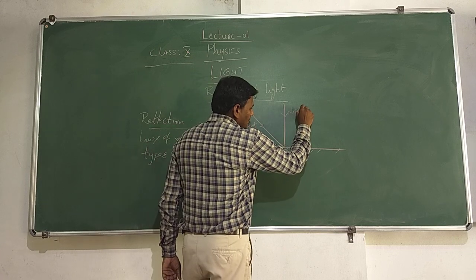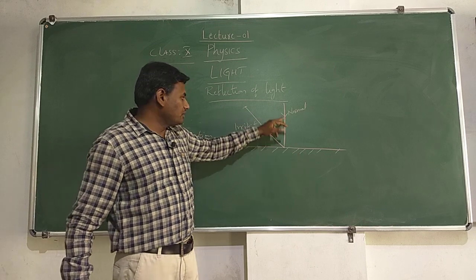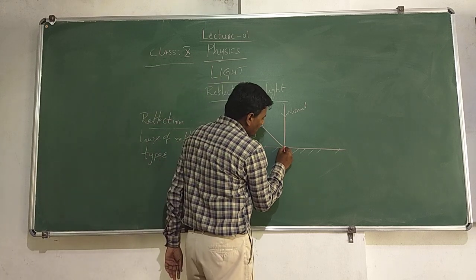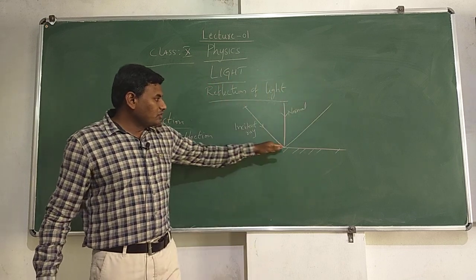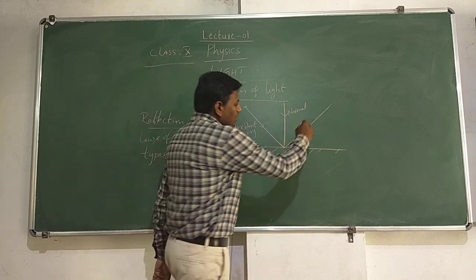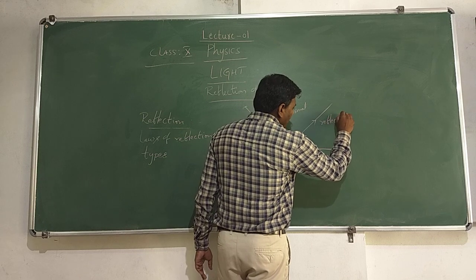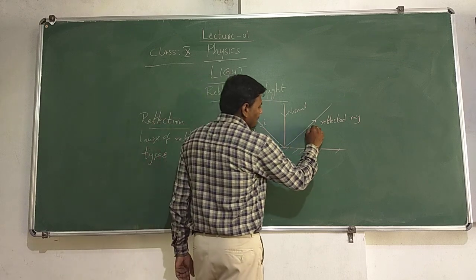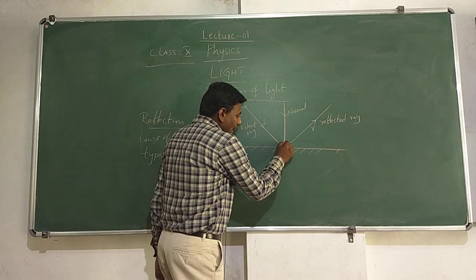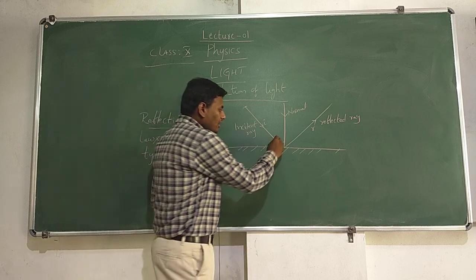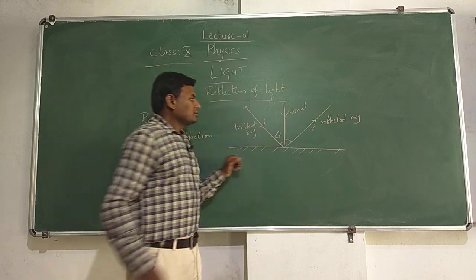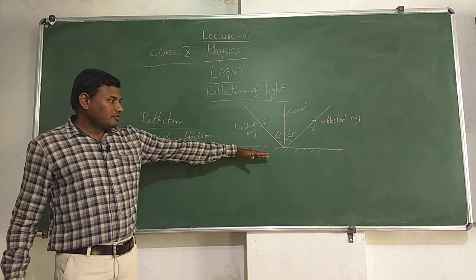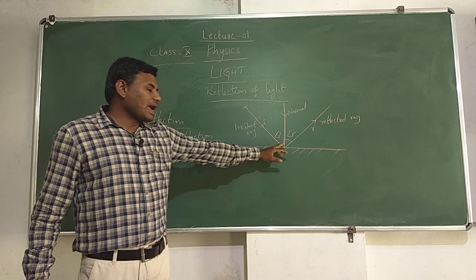This is normal. Perpendicular line drawn to the reflecting surface, we call that as normal, and the light rays that are coming from the source of light, we call them as incident rays, and after incidenting on this, the light bounces back. So the rays which are bouncing back, we call them as reflected rays. Incident ray is denoted with I, reflected ray with R. So the angle between normal and the incident ray, we call that as angle of incidence, angle I, and the angle between normal and the reflected ray, we call that as angle of reflection, angle R. So from this we can say that angle of incidence is always equal to angle of reflection.